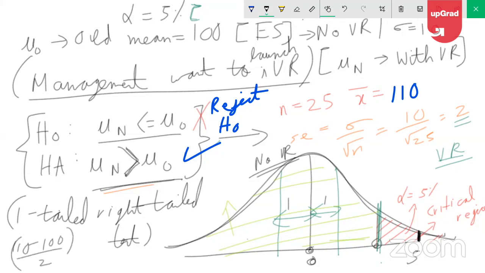So right now it is the same problem I'm solving. The only difference is I'm solving the problem in standard units, in Z units. It is 110 minus 100 divided by 2, so 5 SDs above the mean. Now you're defining the threshold. Alpha is 5%. So for this tail to be 5%, what is this Z-score going to be? That is the other way you can approach the question.